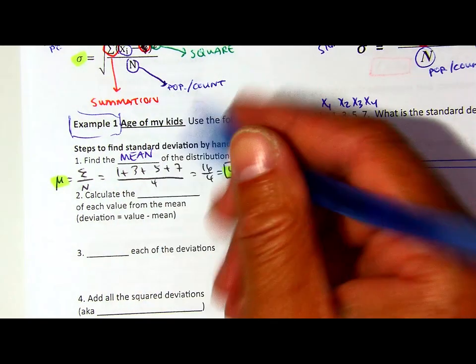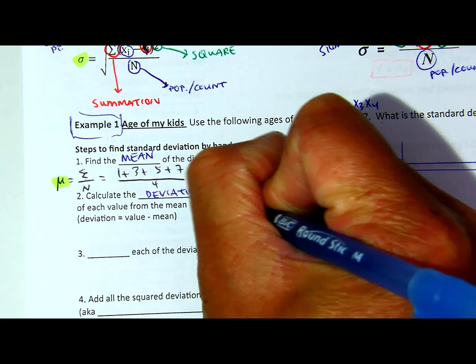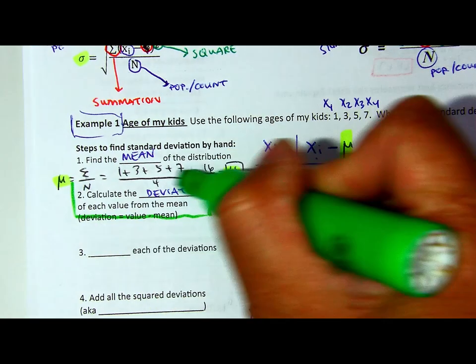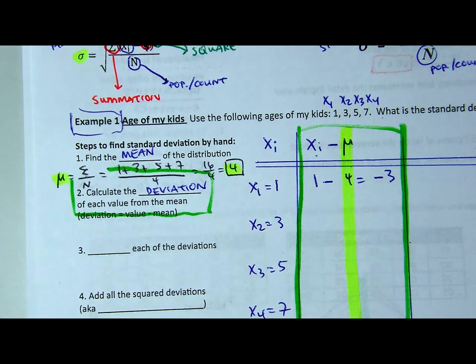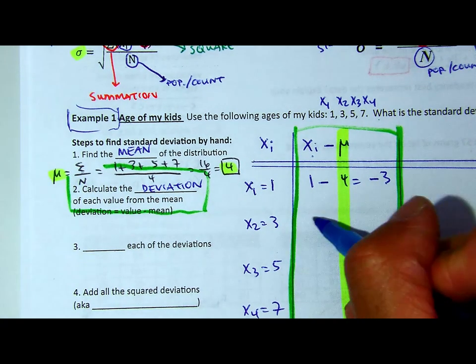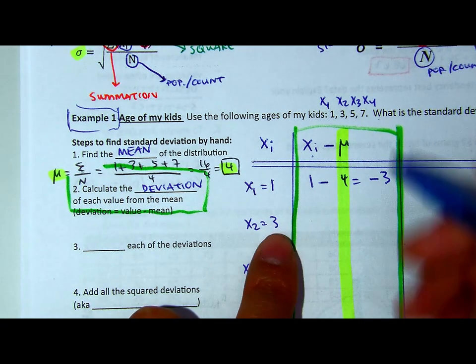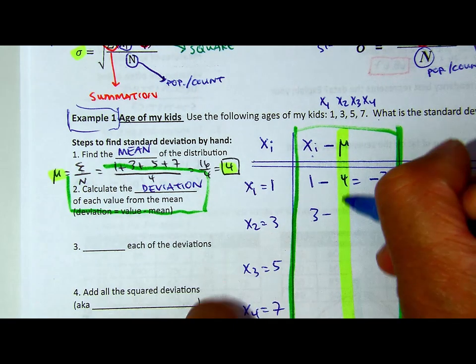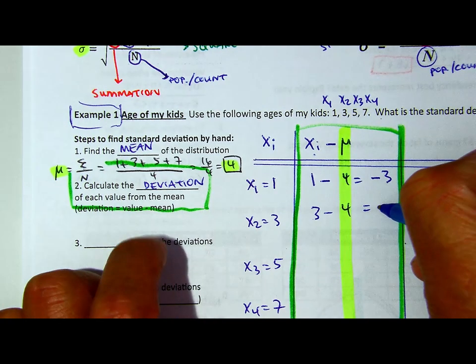Alright, right now we're doing step number 2, calculate the deviation. Write the word deviation. This second step here is what I'm highlighting in green. Red chairs. What do I write here? What number? 3 minus the mean, which is what number? 4. Class, 3 minus 4 is -1.